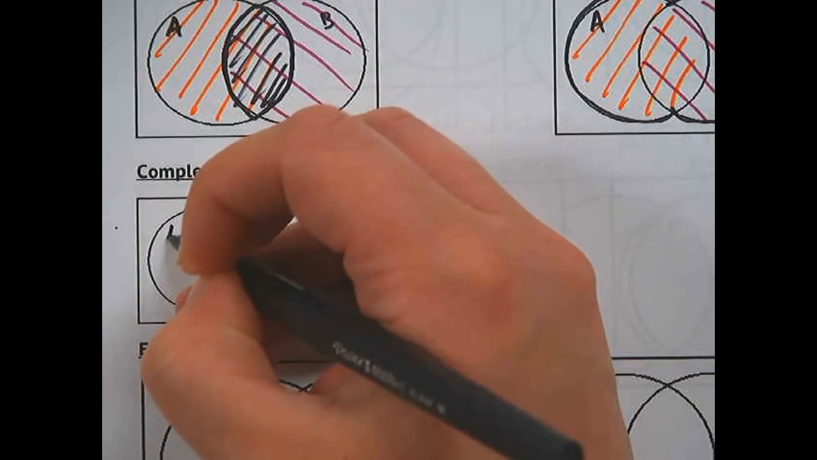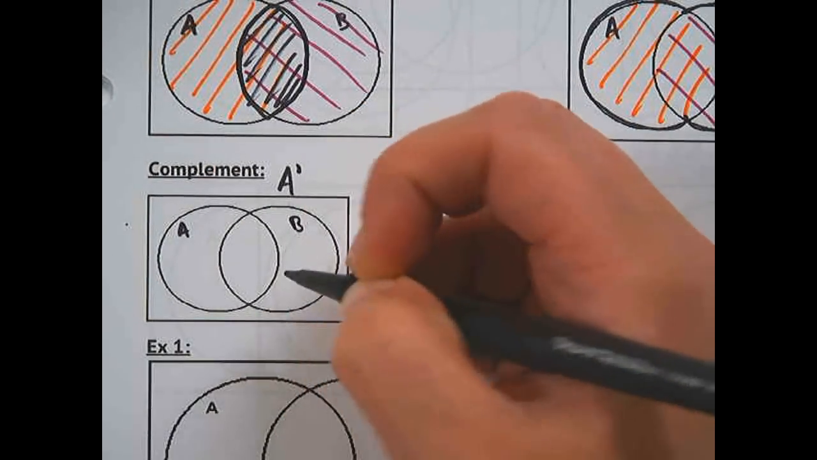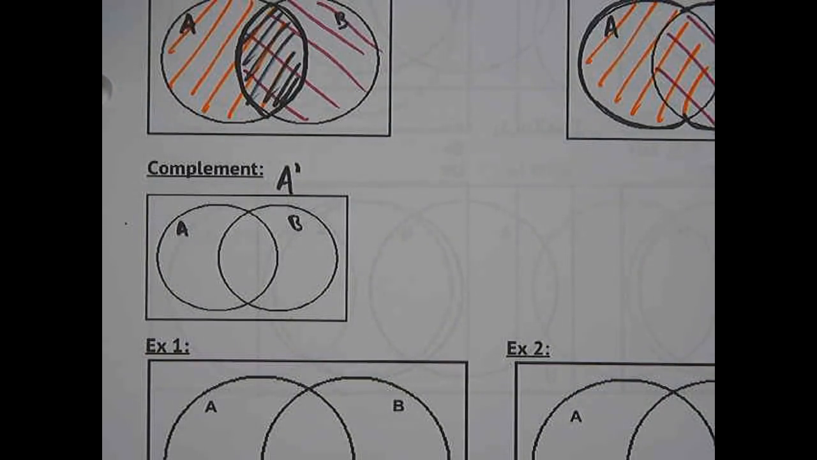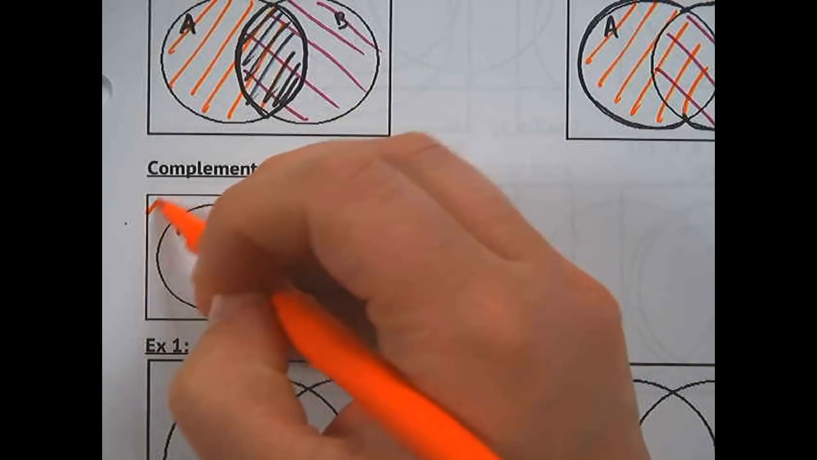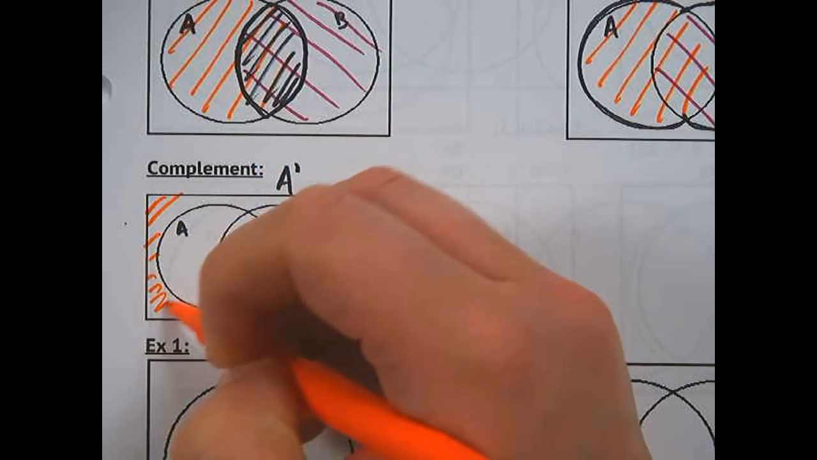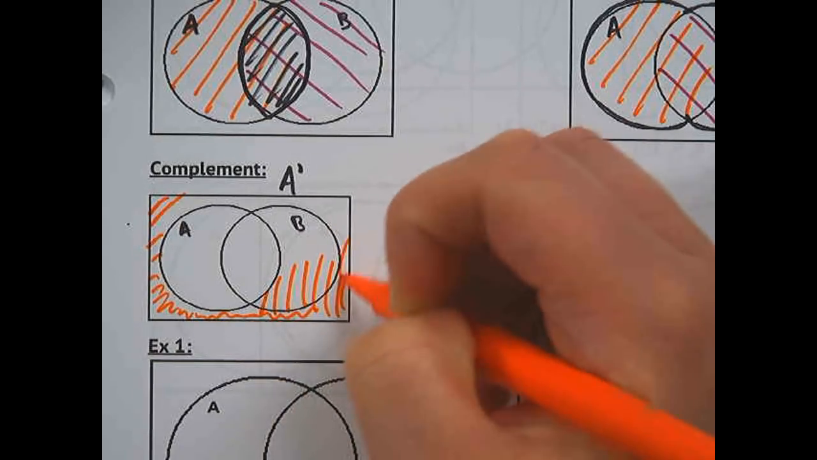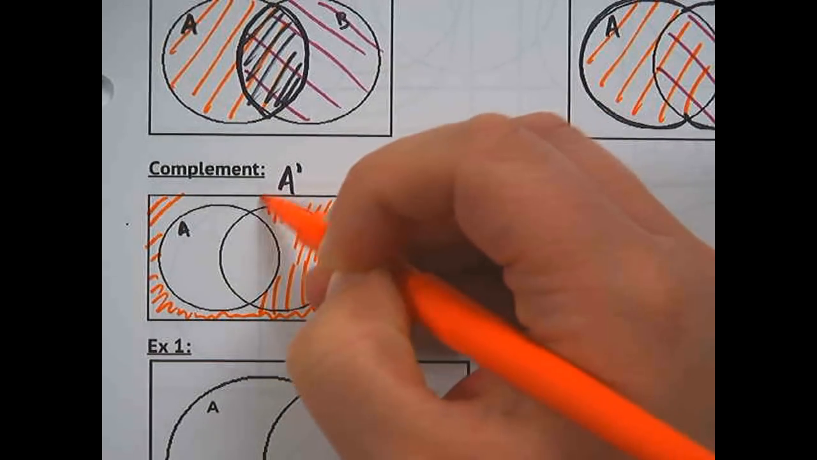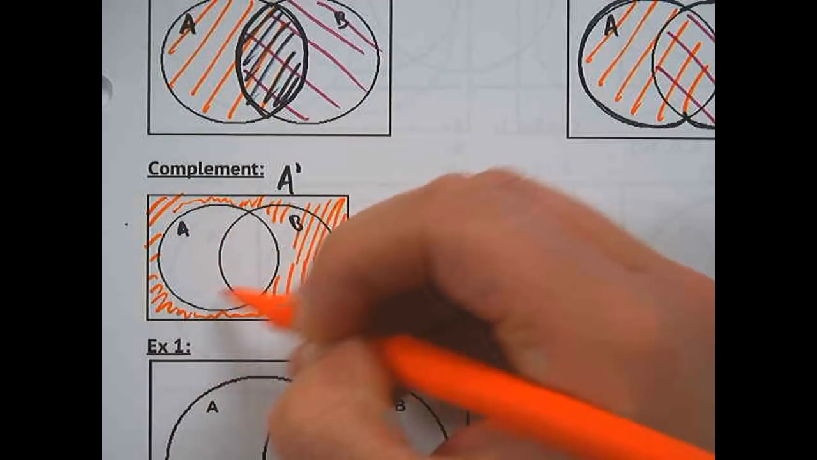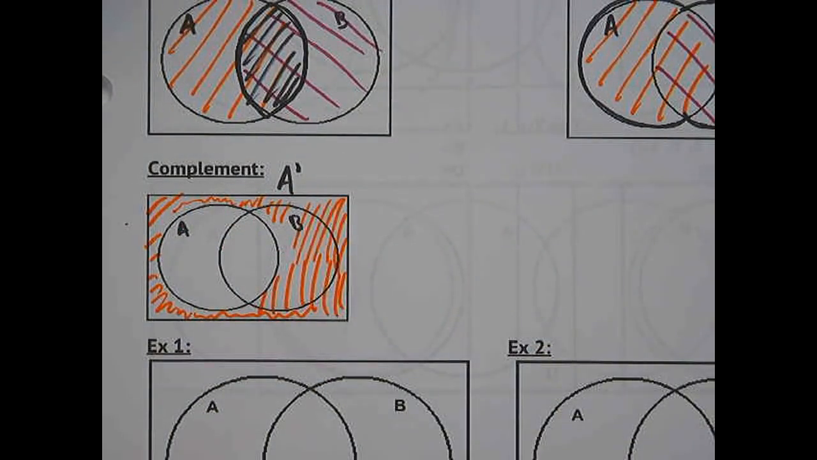So if I labeled my sets A and B, the complement of A would be everything that's not A. So everything outside A. So it would be all of this out here. It would be all of this that's inside B. But it would not be anything in circle A. So it's basically everything besides A. If I was doing the complement of B, it would be everything besides B.